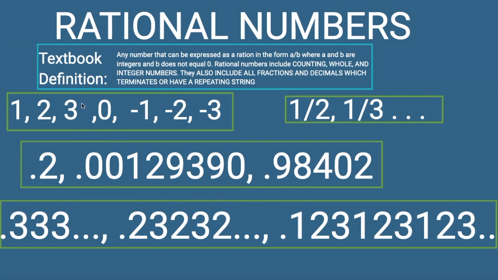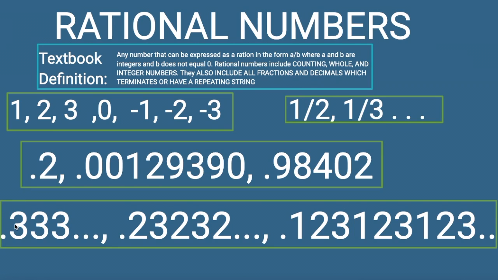We would include 1, 2, 3, 0, -1, -2, -3, so everything that's the integers. We would include everything that's a fraction, as long as the denominator is not 0, because we should know that when the denominator is 0, pretty confusing things happen. So any normal fraction would be a rational number. And then any decimal that terminates, so any decimal that ends, even if it goes very long, as long as it ends, it's a rational number, because we can put that into a fraction, like 2 over 10. That would be 0.2.